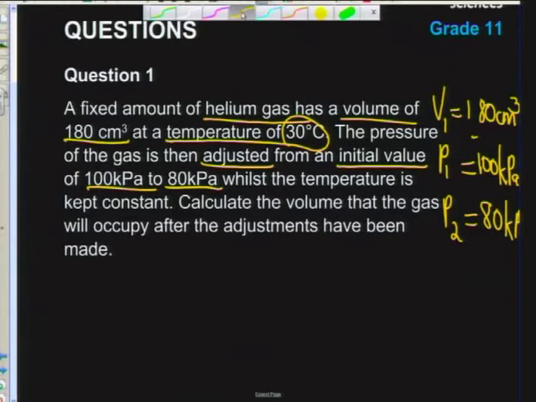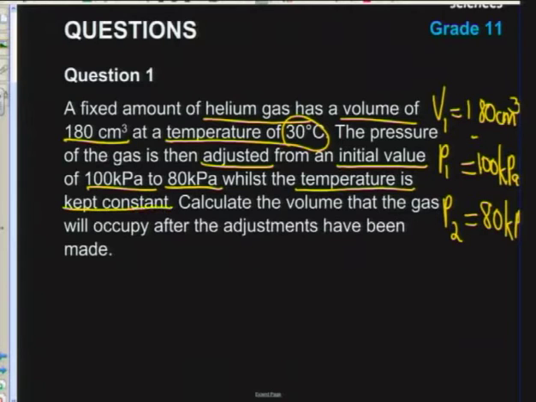Now, you're still keeping temperature constant because you are checking the relationship between volume and pressure. Here, we are asked to find out what will be the volume that the gas will occupy after these adjustments have been made. So the next volume of the gas will be something we don't know.